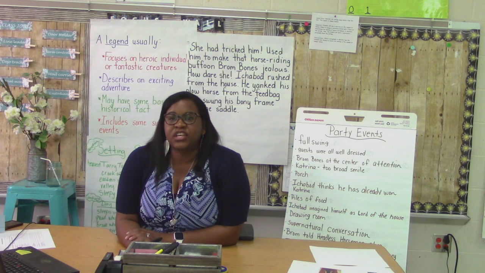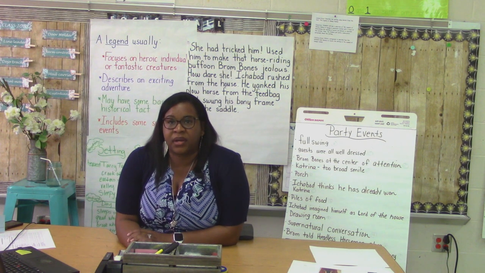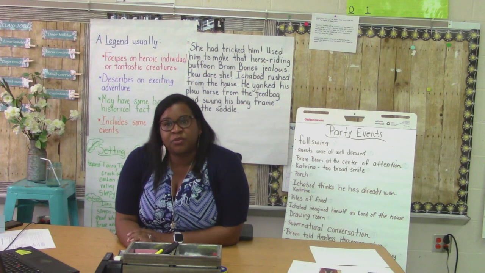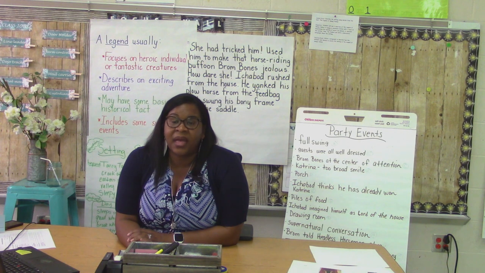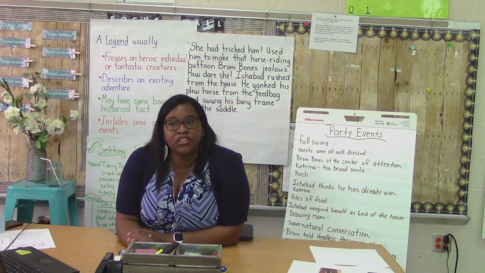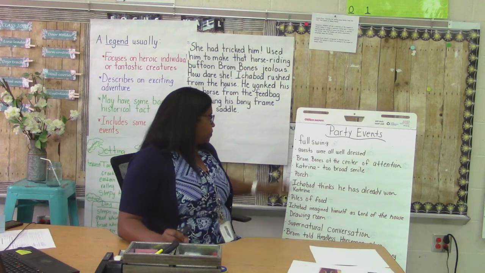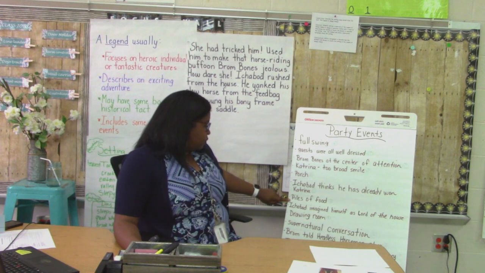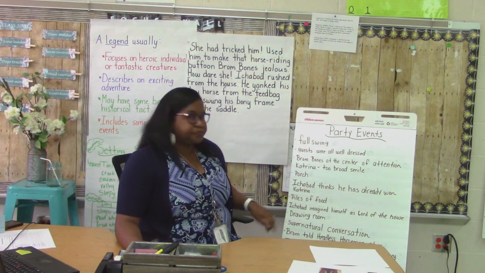Fantastic. Let's look at all the notes we have captured about the party. We have thought deeply about how the author is providing us with details about the setting, characters, and smaller events that were happening at the party. It is going to be so much fun to write from these details. Now, look at your chart and let's review what we have. For setting, we've captured full swing, porch, piles of food, and drawing room.